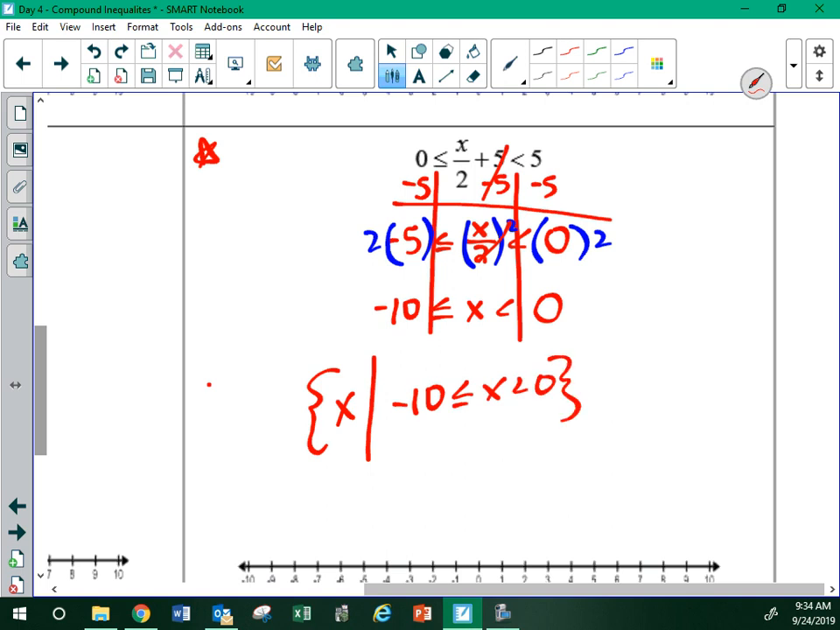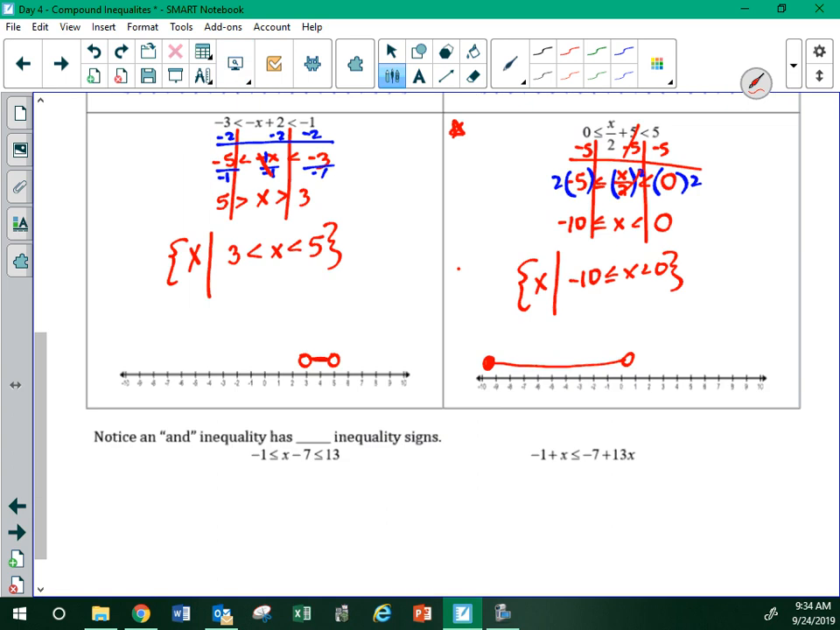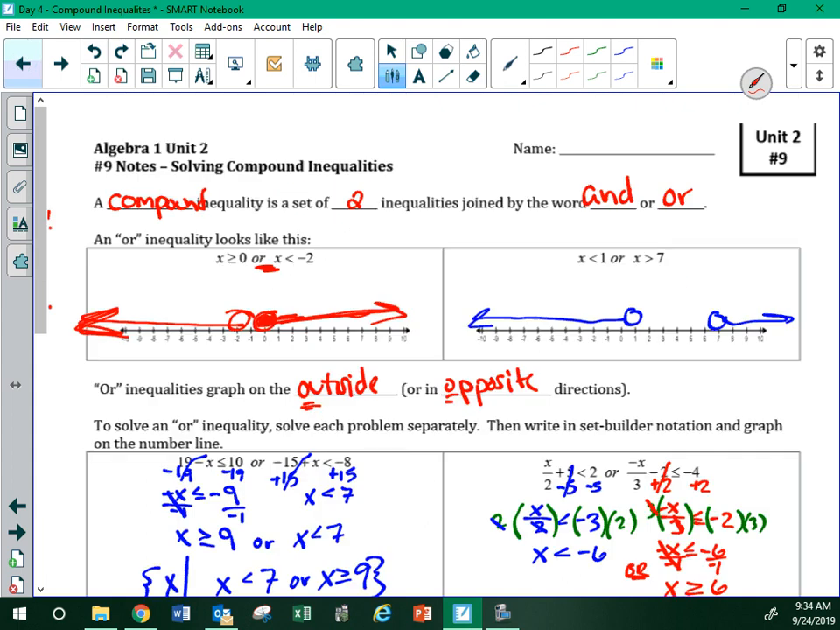Alright, so when we graph this, closed circle at negative 10, and an open circle at 0, everything in between. So let me go and zoom out so you guys can see that entirely there. When it's the and, remember the difference? Our and, it's all written together. Our or, it literally says the word or. That's when it goes in opposite directions.